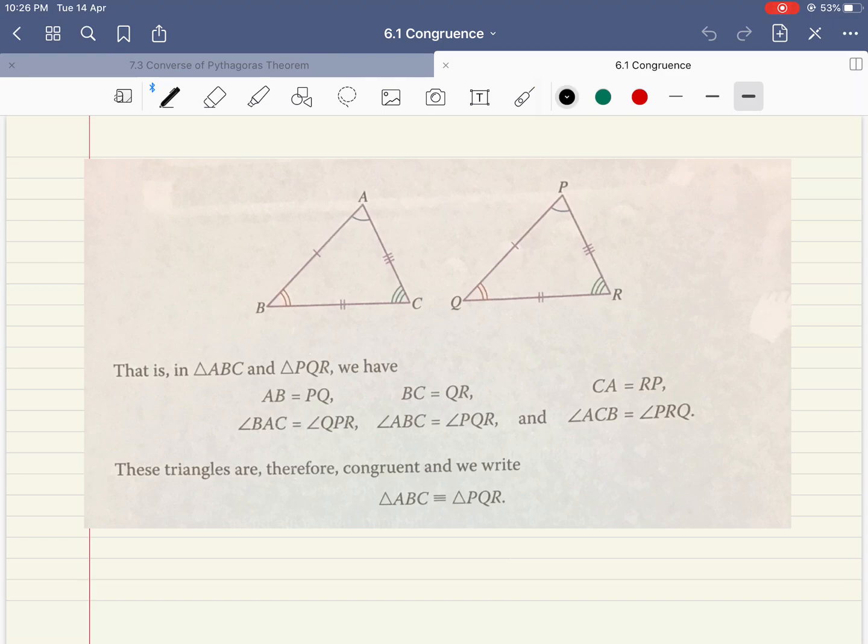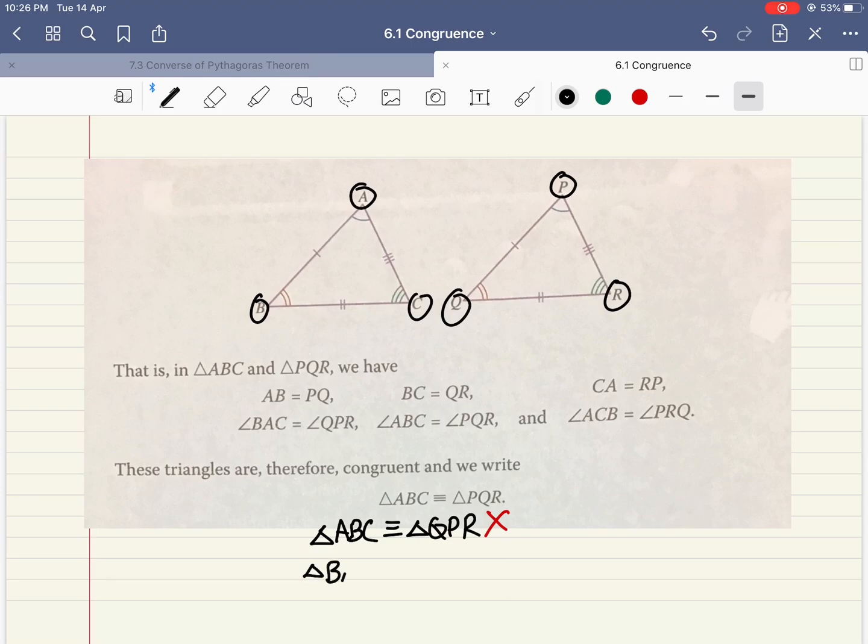Okay, please note this, the order of vertices actually does matter. For example, from A to B to C, it's A first, B first, C first. The angles must follow. So triangle ABC is congruent to triangle PQR. If I wrote triangle ABC is congruent to triangle QPR, that will be incorrect because I did not take into mind the order of the vertices.